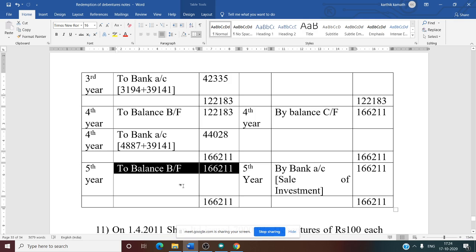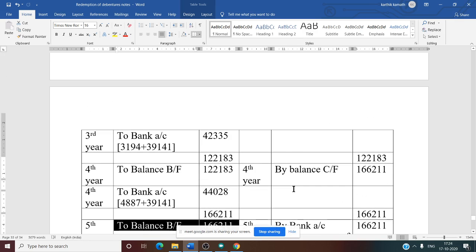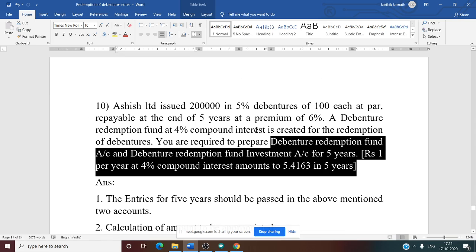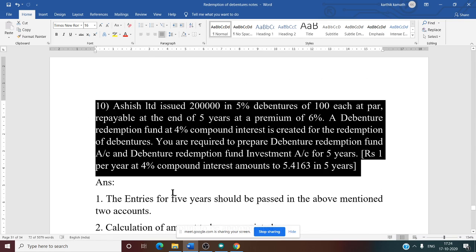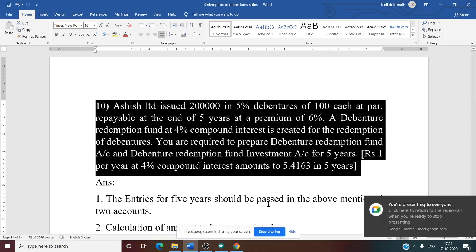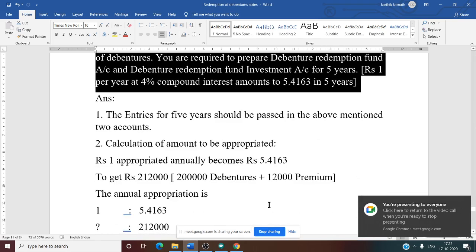1,66,211. Now we need to make the sale. Is any information given in the question about the sale? We need to go through the question again. Is there anything mentioned about the sale? No, they have not given any information regarding the sale. So what happens? It is assumed that investments are sold at par value.